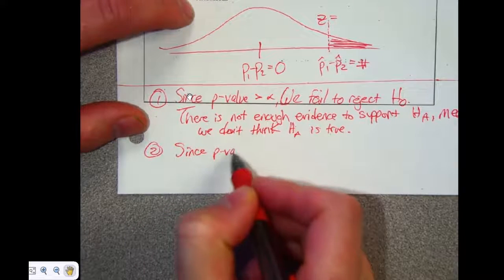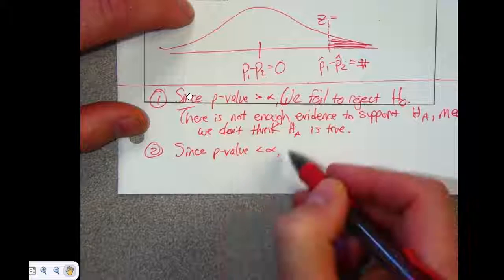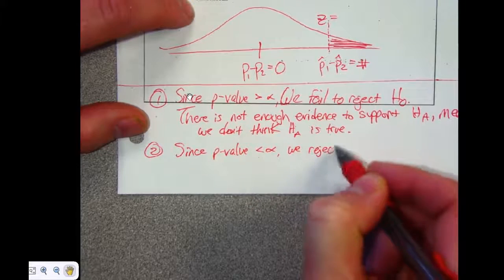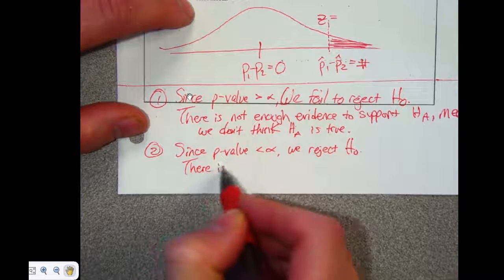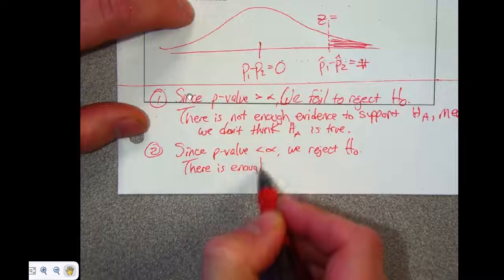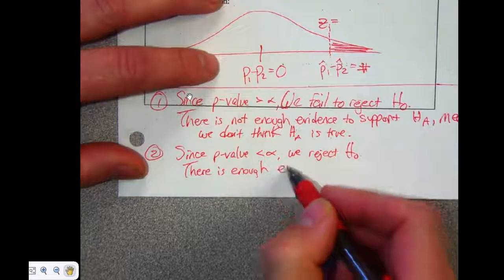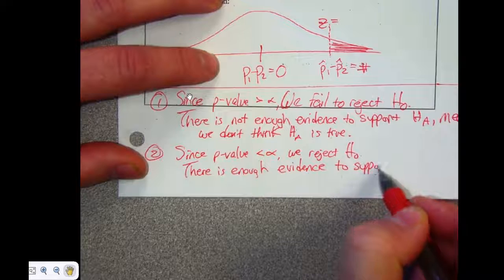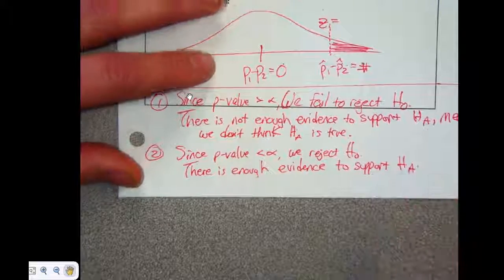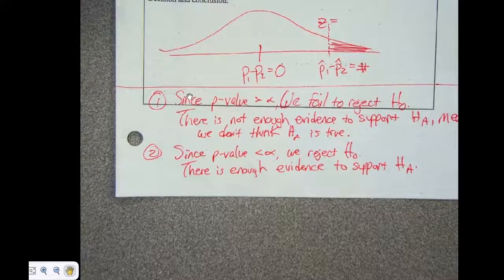Or since p-value is less than alpha, we reject H0. Well, remember we're writing more than we need to because it's the template. It's still a lot though. There is enough evidence to support HA. Is that an A or a 0? Oh, that's an A. It's so easy to tell.